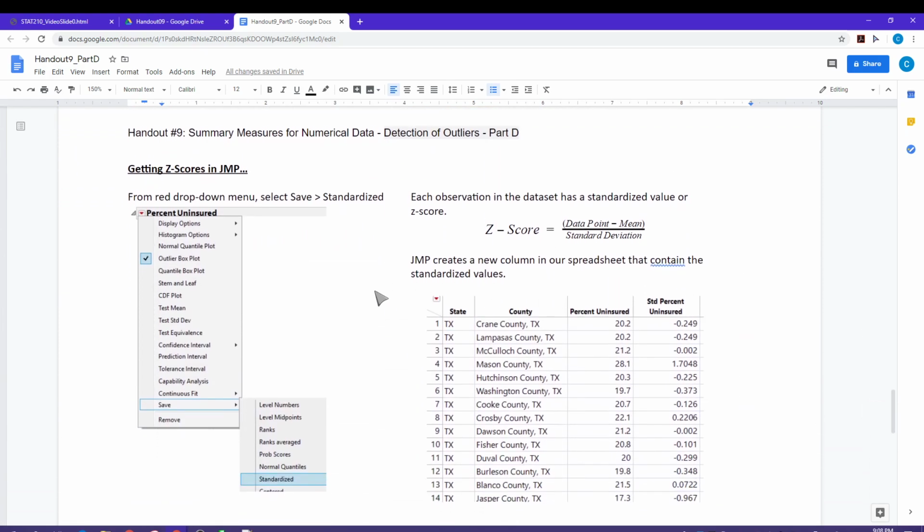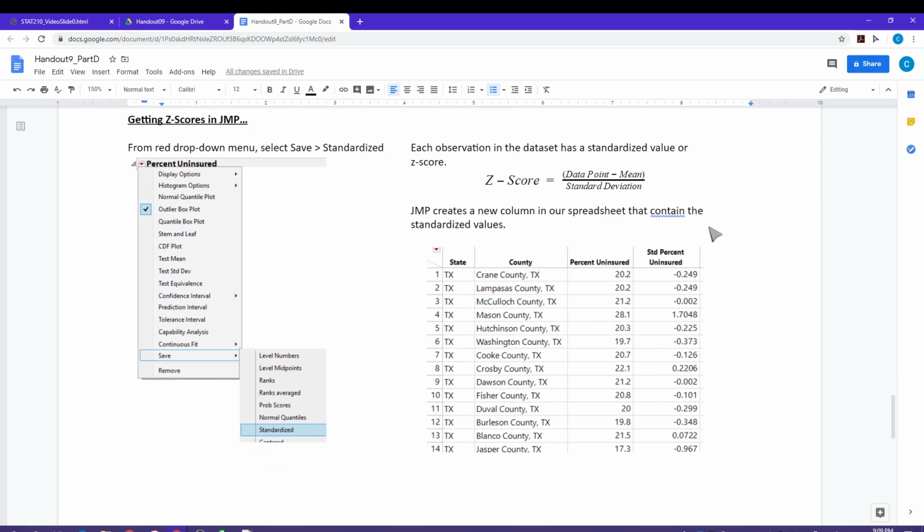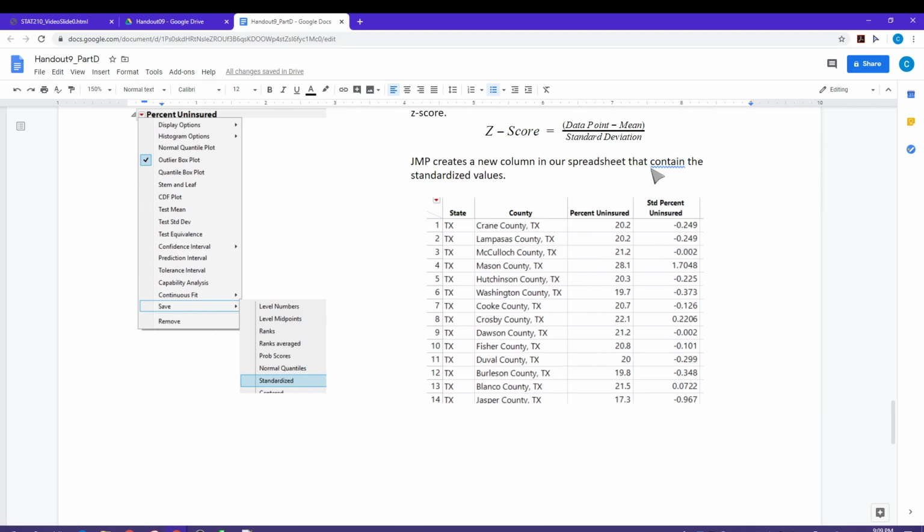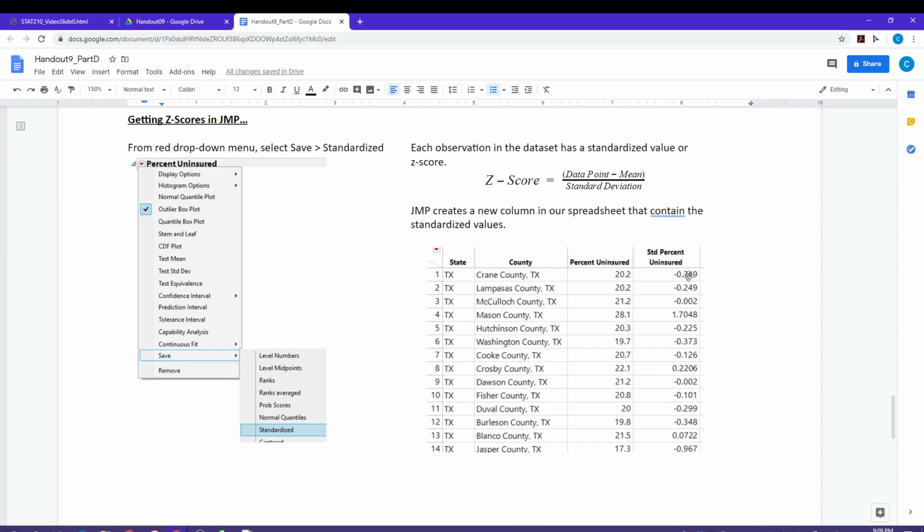How do I get these inside of JMP? Inside of JMP, what I would need to do from my drop-down menu is just say Save and then Standardized here. Save and then Standardized. And what actually happens is the z-scores are dumped back onto your spreadsheet. So inside of JMP, when I ask for the standardized values, they actually get dumped out here on the spreadsheet.